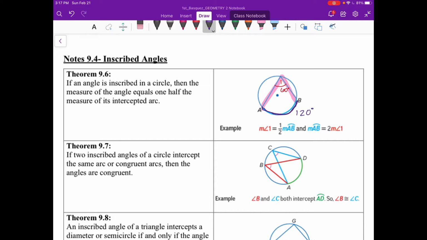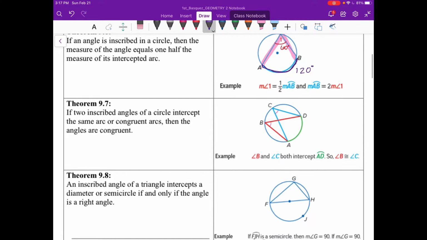Then we have if two inscribed angles of a circle intercept the same arc or congruent arcs, then the angles are congruent. So what we have here is one angle right there and another angle over here. And if you notice, they both have the same arc length. So let's say I know that this is 80. Because they have that shared arc, I can assume that the inside measures are each going to be the same. Therefore, each of them are 40. Because remember, the arc is double what the actual inscribed angle is. And because they share this arc measure, they're also going to share that angle measure.